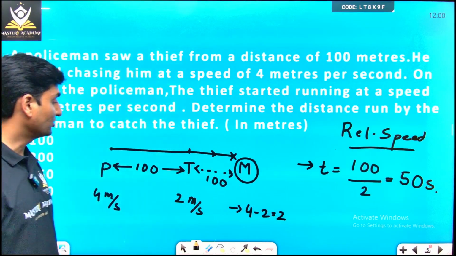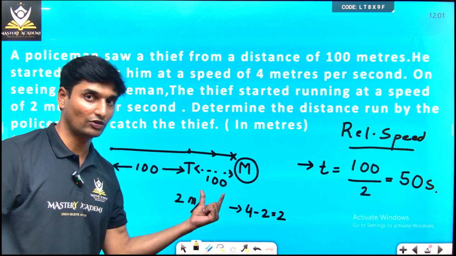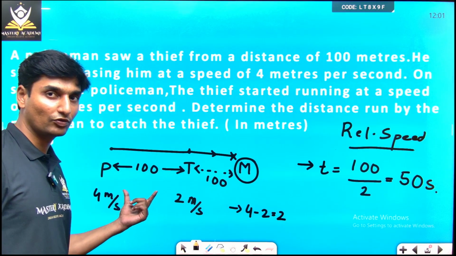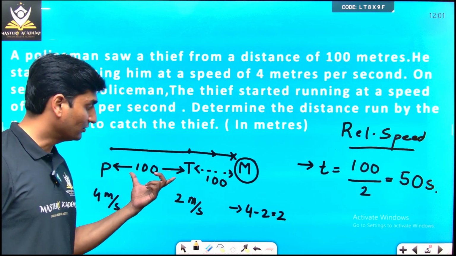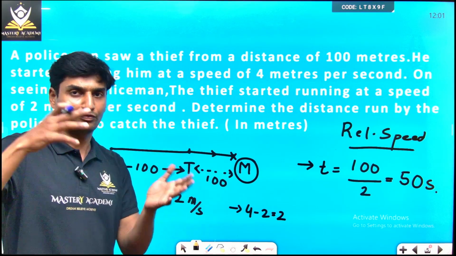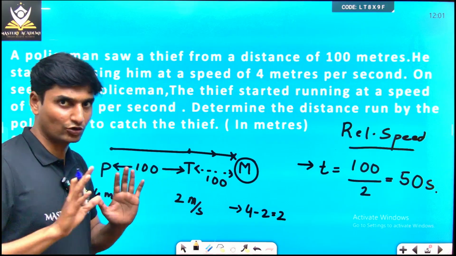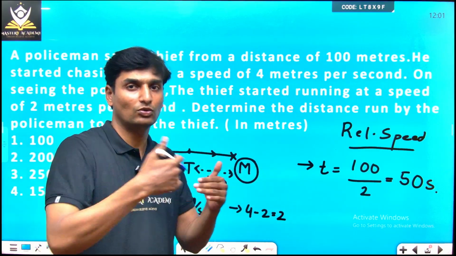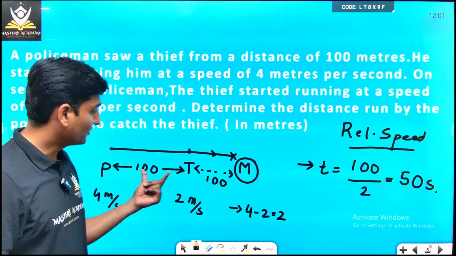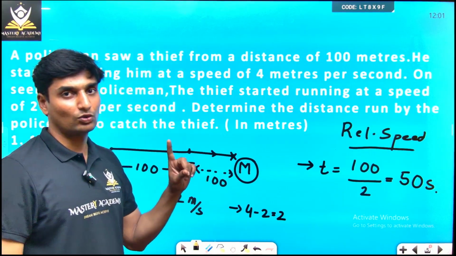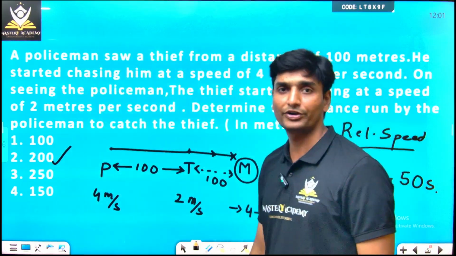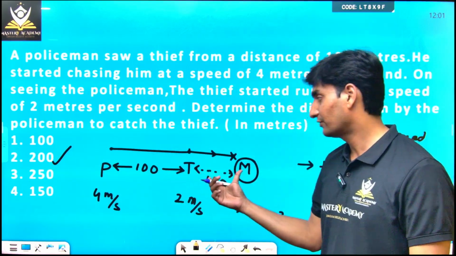So how much is the total distance that the policeman had to cover? The initial 100 at relative speed, where 2 meters was the only profit he was gaining. And this particular point, 100 meters. Here too he was running at a profitable speed of 2 meters per second. His speed was 4 meters per second, but he was gaining only 2 meters of distance every second. So the total distance is 100 and 100. That is the total distance that the policeman had to cover, which is nothing but 200 meters: the initial 100 and this final 100.